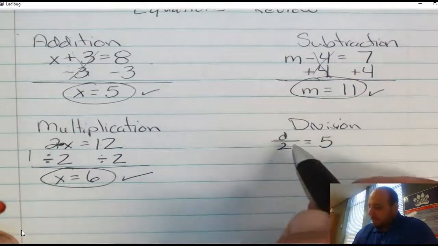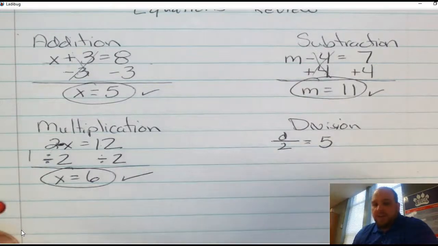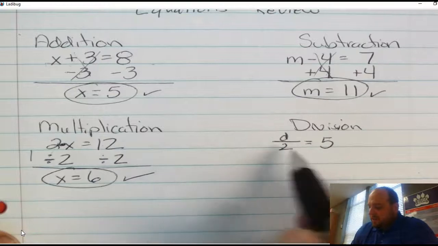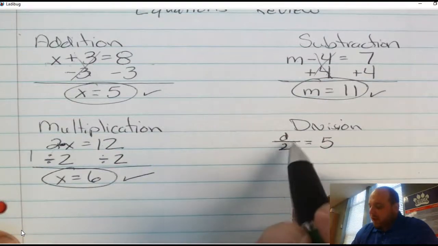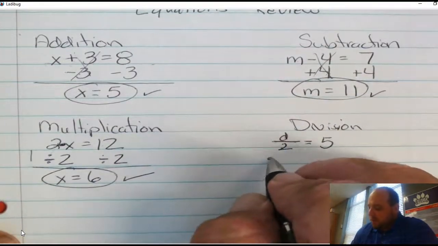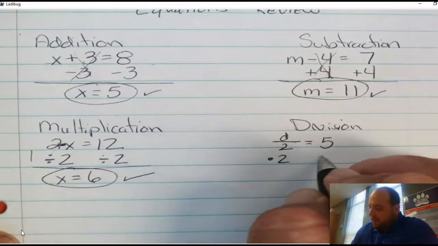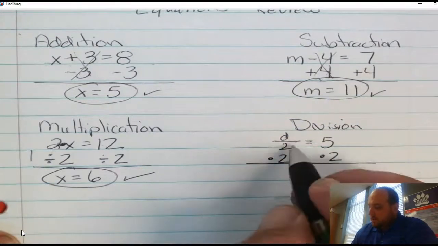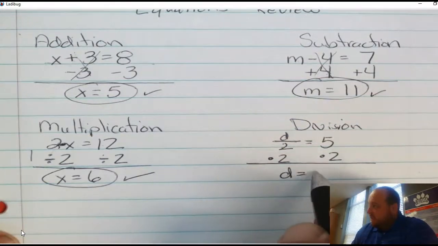Division. All right, how do I undo division? I undo division by doing multiplication. So right now d is being divided by 2, so I have to do the opposite of dividing by 2, which is multiplying by 2. Again, I'm going to do that to both sides. All right. When I multiply that, I end up with d equals 10.